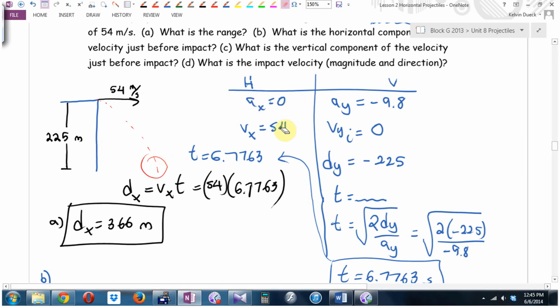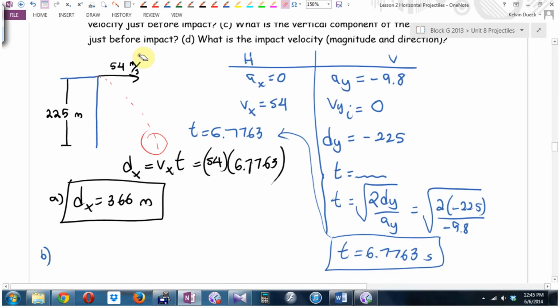Why is it 54? Because there's no horizontal acceleration. So horizontally, any time while that projectile is in the air, I can tell you how fast it's moving sideways. 54, 54, 54. In other words, VX final, just before impact, is 54 meters per second. VX after 2 seconds is 54 meters per second. VX after 5 seconds is 54 meters per second. VX after 7 seconds, okay, then it's hit the ground, now it's stopped. But while it's in the air, I know that.